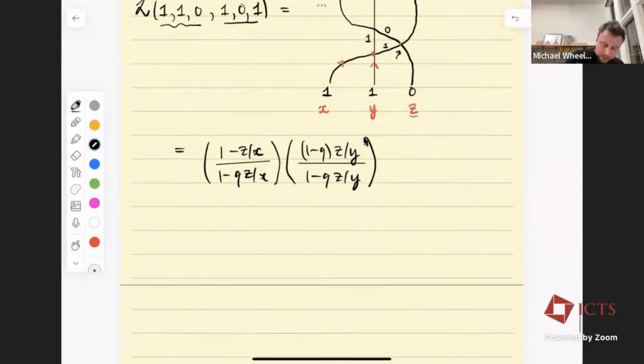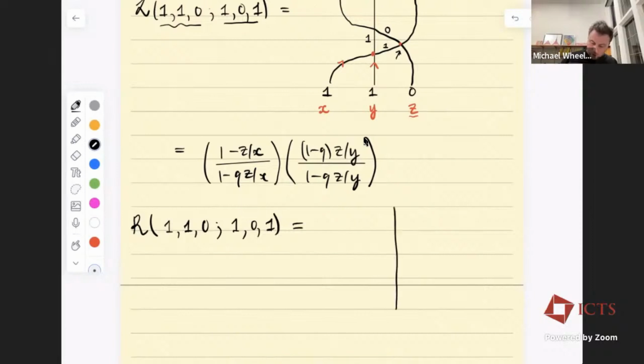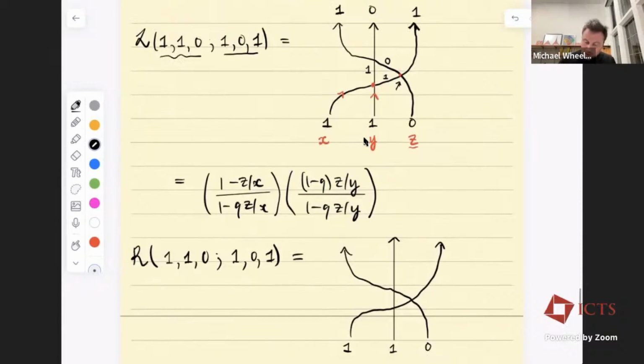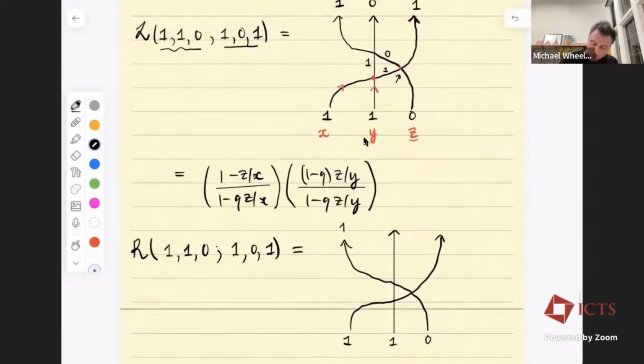And then for the right-hand side, it's a little more complicated. So this time the picture goes the other way. So I'm going to have this now. And it's very important that the indices have to match on both sides. So I'm still going to have exactly the same boundary conditions as I had on the left-hand side.